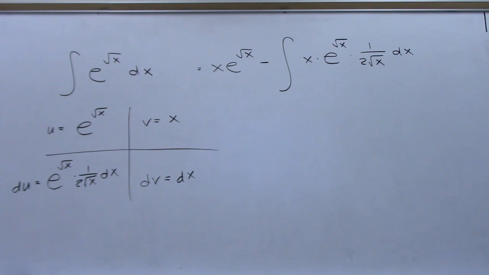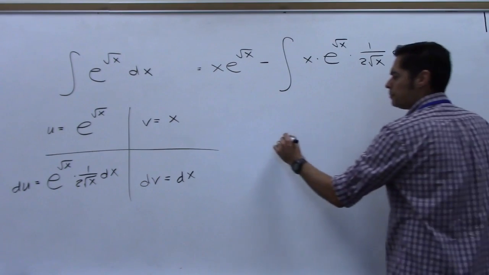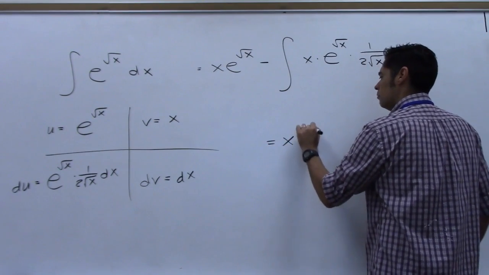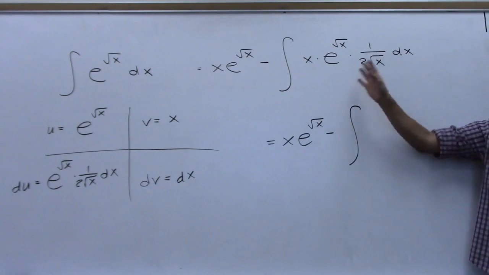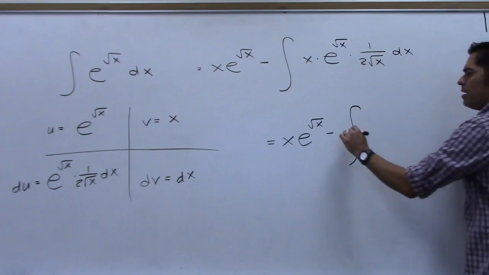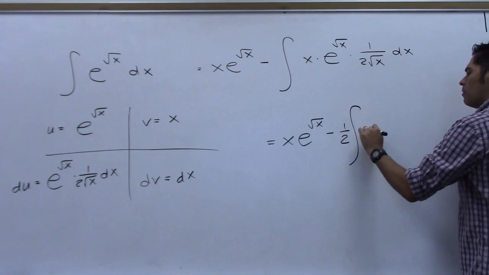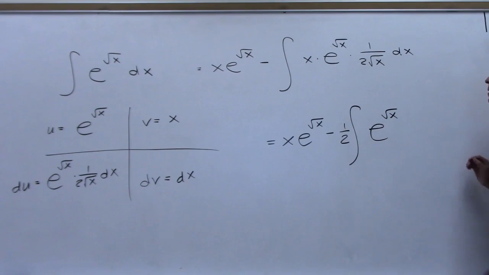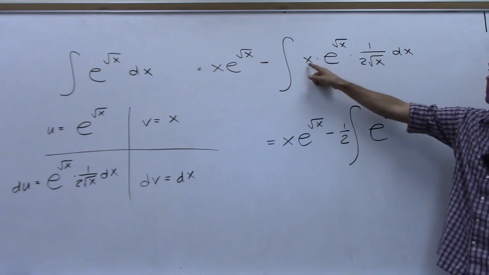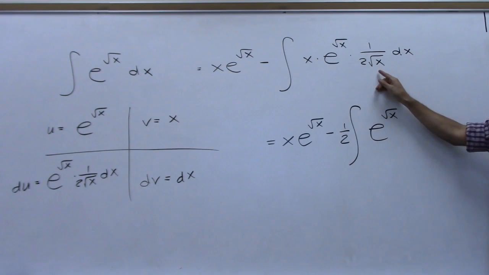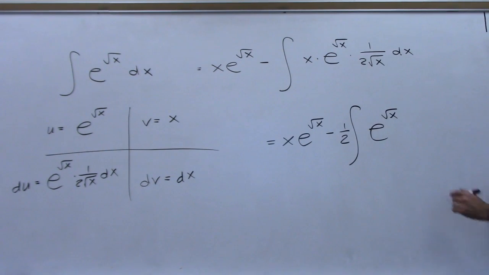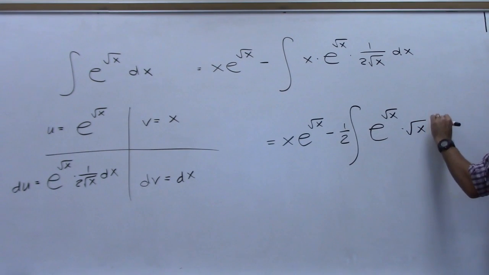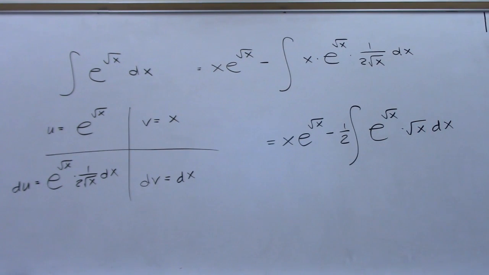What else could we do with that? Is there a constant that we can pull out? 1/2. Everyone see the 2 down there? We can pull a constant out. I'll write e to the root x here. We have this x, right? And then we're dividing it by root x. What's x divided by root x? x to the 1/2, which is just root x, right? Is that right? Understand that?